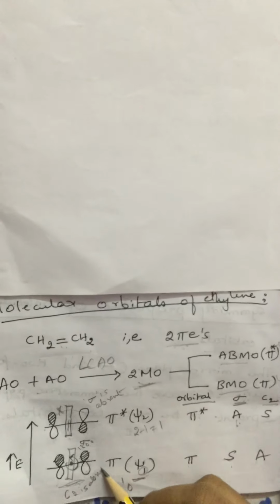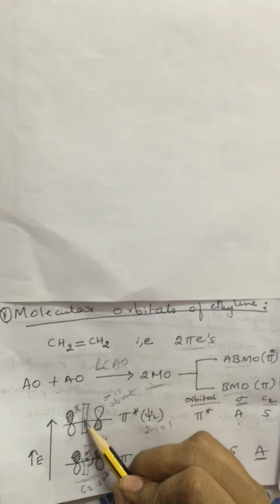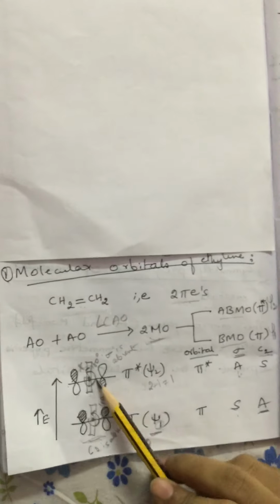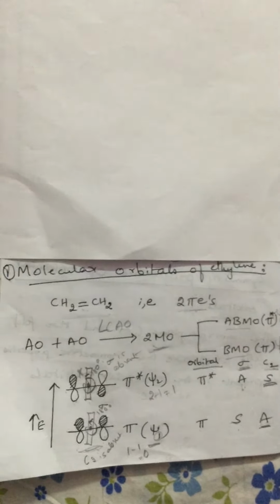If C2 is absent, what will you write? Antisymmetric with respect to C2, right? Now look at this arrangement. Here also the rotational axis is passing in between these two, and if you rotate it by 180 degrees, this unshaded part will go to this place. That means you will get an equivalent configuration. So once you get an equivalent configuration, you write it as symmetric with respect to the C2 axis.